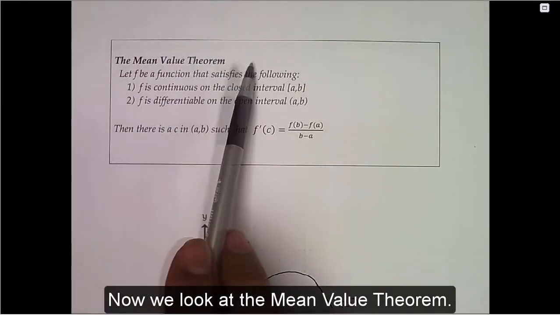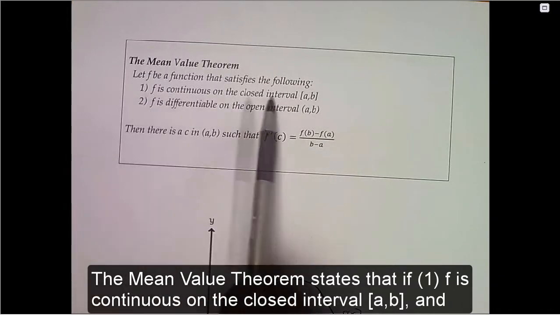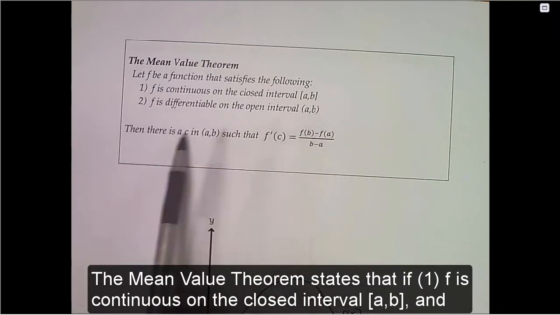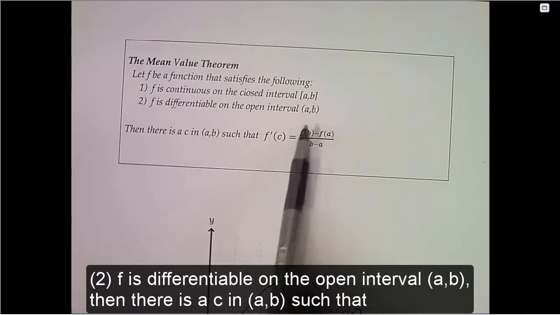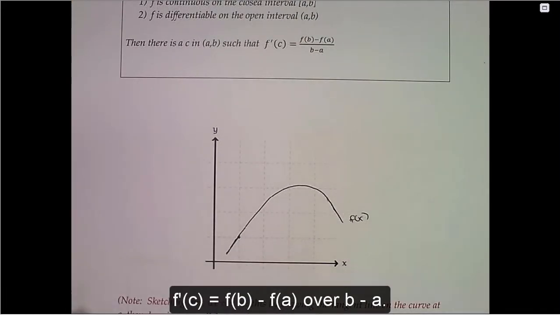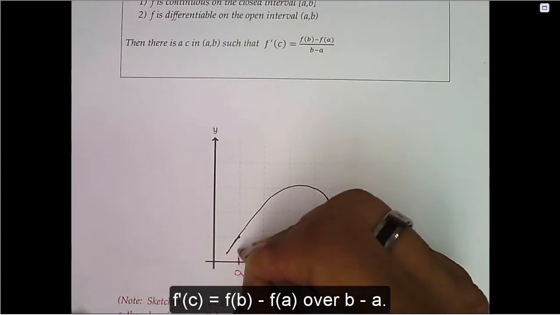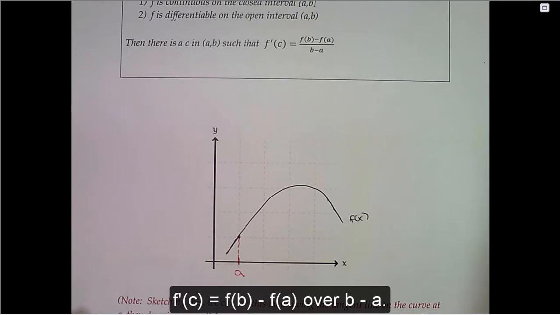Now we look at the mean value theorem. The mean value theorem states that if 1) f is continuous on the closed interval a to b, and 2) f is differentiable on the open interval a to b, then there is a c in (a, b) such that f prime of c equals f of b minus f of a over b minus a.